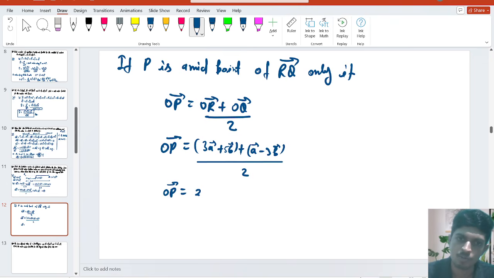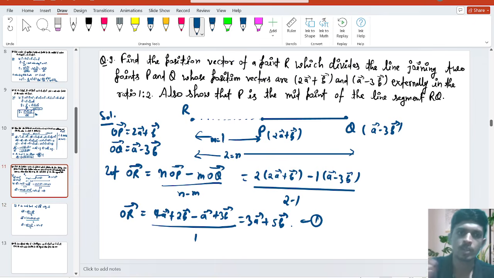3A plus A, you get 4 vector A here, and 5 vector B minus 3 vector B, you get 2 vector B here. Taking 2 common, you get 2 times vector A plus vector B here. Okay. So what is vector OP here? Vector OP is again 2 vector A plus vector B here.